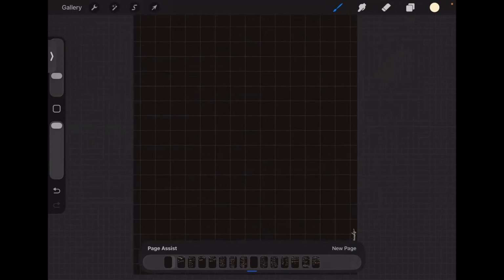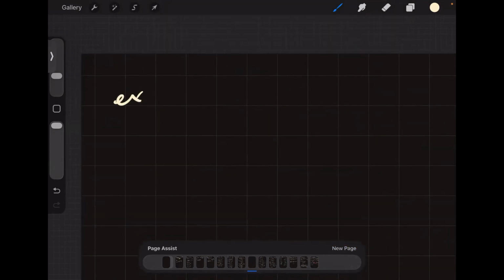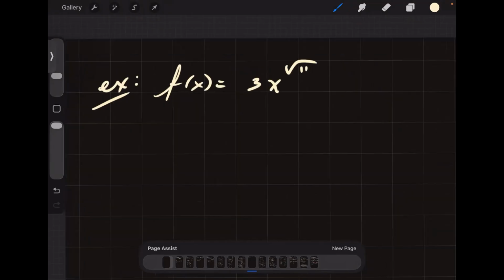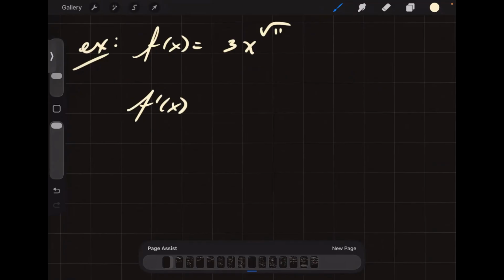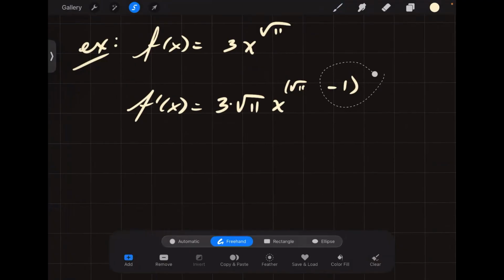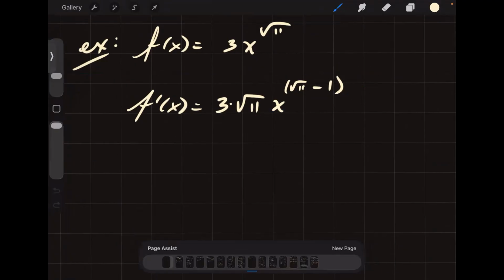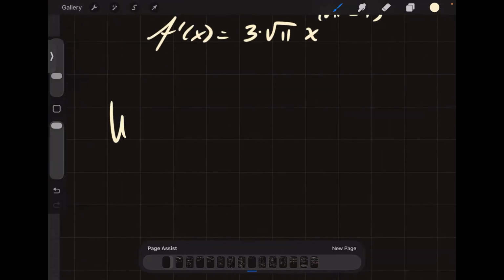But wait. What if we have f of x is equal to 3x to the root 11? That's fine too, because f prime of x is going to equal 3 times root 11, x to the root 11 minus 1. Minus 1 on the outside of the square root, okay, friends? Not on the inside, on the outside. Just like that.